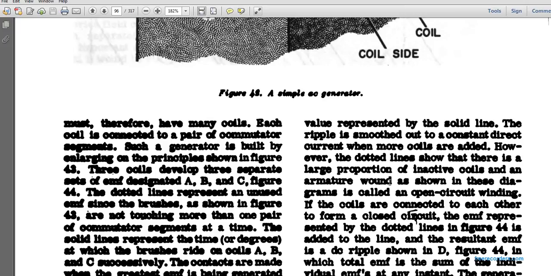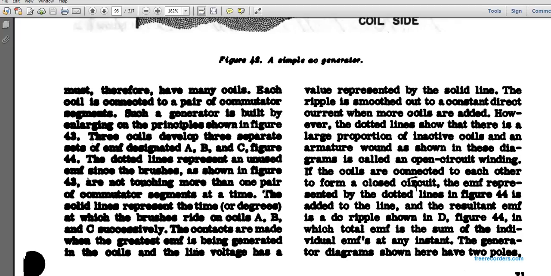It must therefore have several coils, each of the coils connected to a pair of commutator segments. The generator is built by enlarging the principle of the figure to 3 coils, developing 3 separate sets of EMF, designated A, B, and C. In the figure, the dotted line represents an unused position of the brushes, as shown in figure 43, which are not using one pair of the commutator segments at the time.